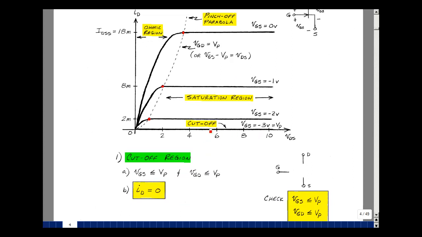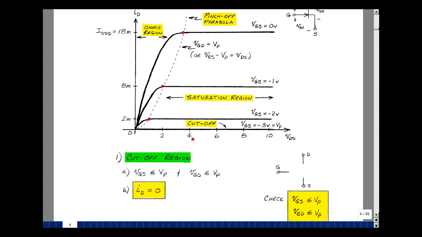Now, in all the regions that we're going to be modeling, the gate to source and the gate to drain diodes are always reverse biased. It's a question about how much reverse bias they are. Is that voltage less than or greater than or equal to pinch-off? If you recall last time, the gate to source and the gate to drain were both less than or equal to pinch-off when we were in cutoff.